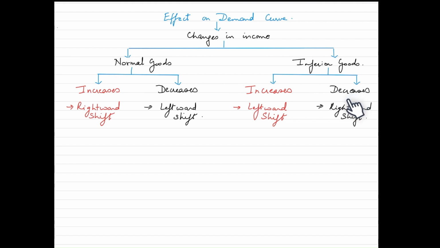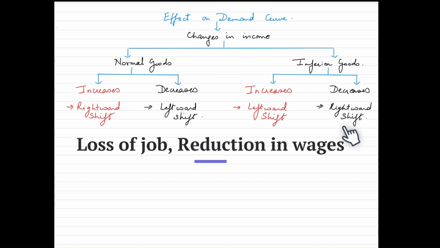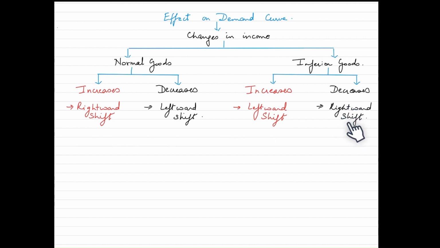Likewise, when the income of a consumer decreases, there could be many instances why the income would decrease. Say for example, somebody gets demoted, somebody gets fired from the job, somebody is settling down for a lower paying job. So in all of these cases, the income is revising downwards and you would see a reduction in the monthly budget. So in those cases, demand for inferior goods would rise and you would see the demand curve shifting to the right, indicating an increase in the demand for inferior goods. So this is the overall effect on the demand curve when it comes to changes in income.